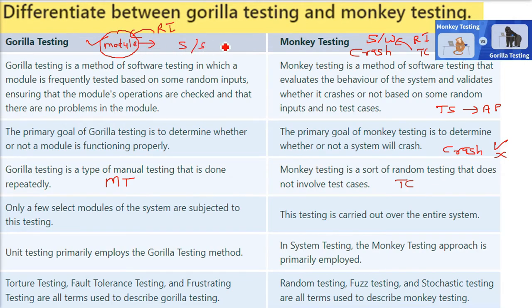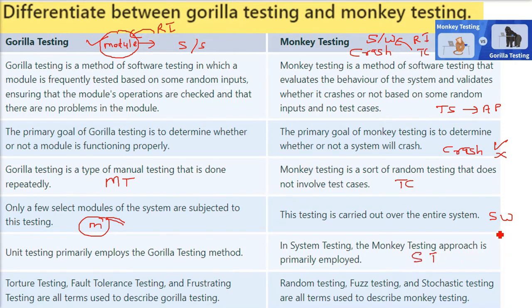Gorilla testing is just testing a few modules. We are not testing the whole software or the whole system, just modules. In monkey testing, we are testing the entire system, the whole of the software. A module can be a group of classes, or even one function or a group of functions. So what we do in gorilla testing is unit testing, because the testing of a component or module is called unit testing, done by the developer.